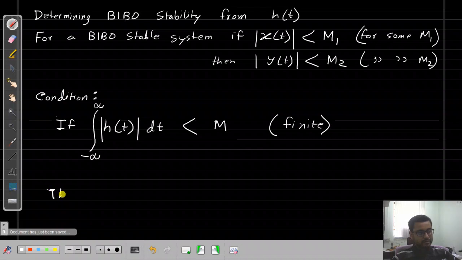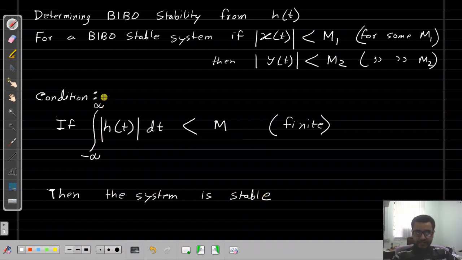Then the system is stable. That means this infinite integration, if it results in a finite number, then the system is stable, or else the system is unstable. Let me prove it.